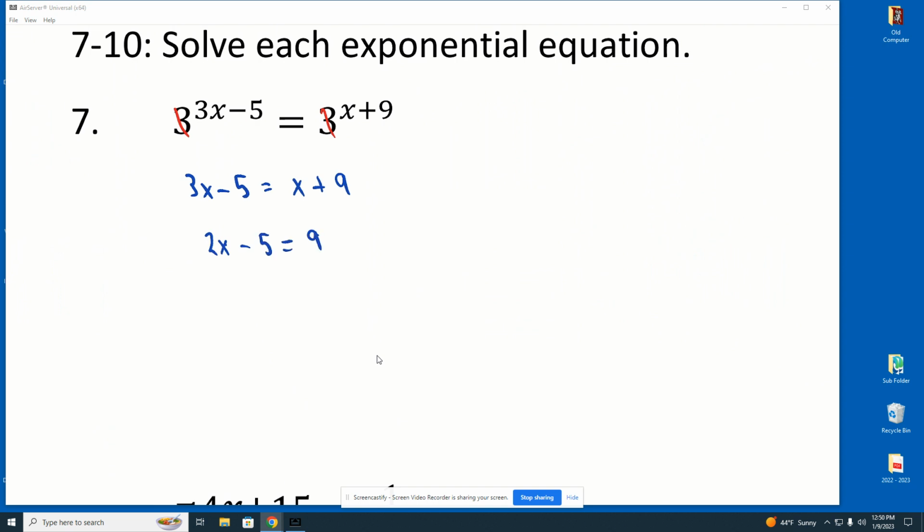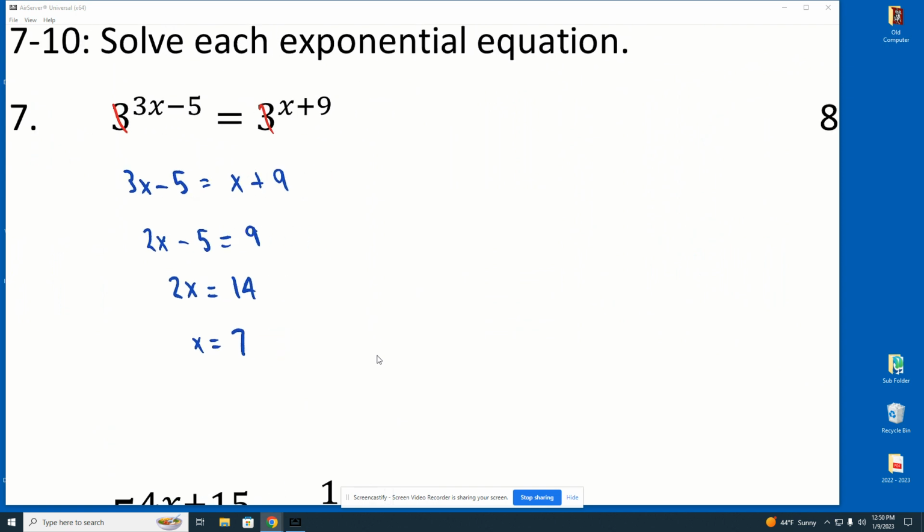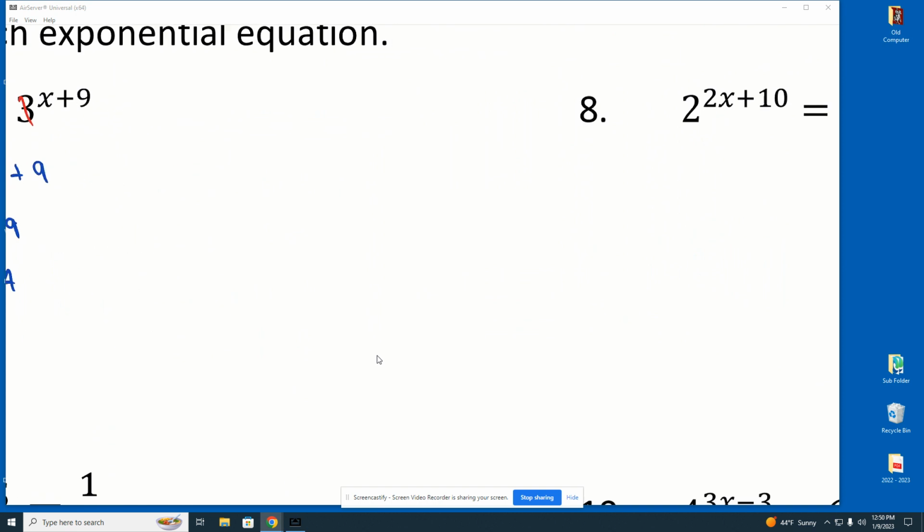And then, what's 9 plus 5? 14. And then lastly, divide by 2. 14 divided by 2 is 7. So real simple one there, right? You'll have one of those tomorrow on the quiz, because you'll more than likely have one of those on an EOC test. When the bases are the same, you drop the bases.